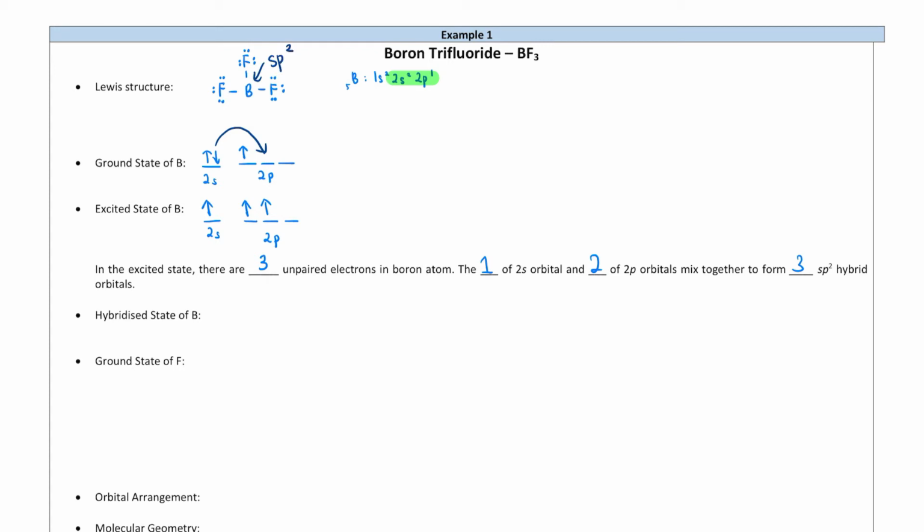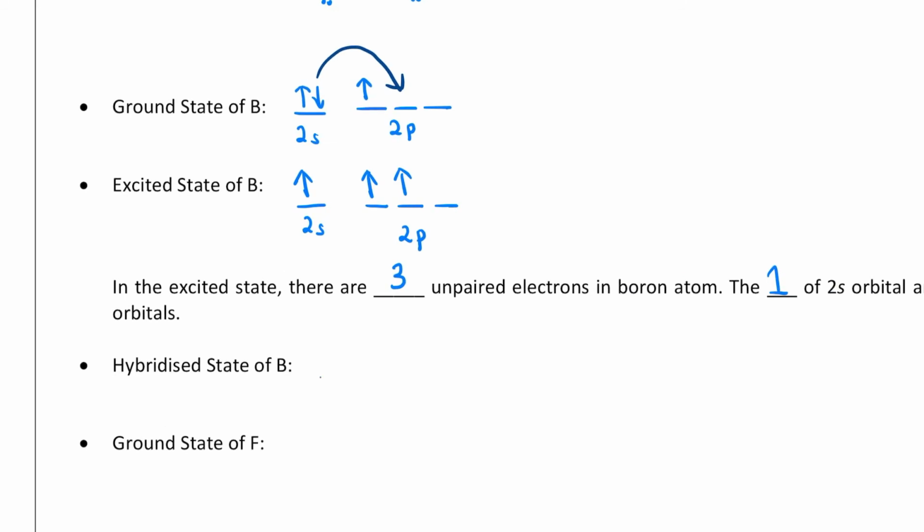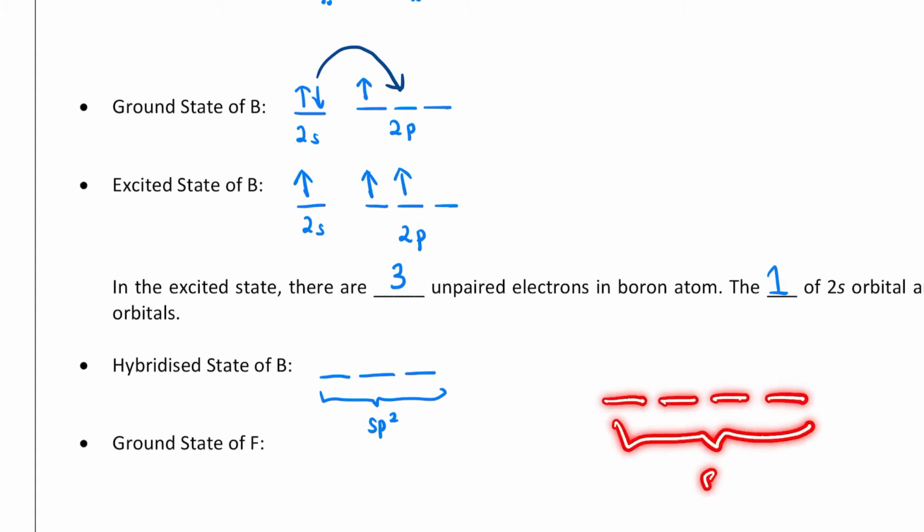Okay, so kalau sp2 hybrid, the hybridized state macam ni lah. Okay, so ada 1, 2, 3 orbital. And all that 3 orbital adalah sp2 hybrid orbital. Okay, so lain lah daripada sp3 before this. sp3 before this, kita buat macam ni. Kita buat 4 garisan sp3.